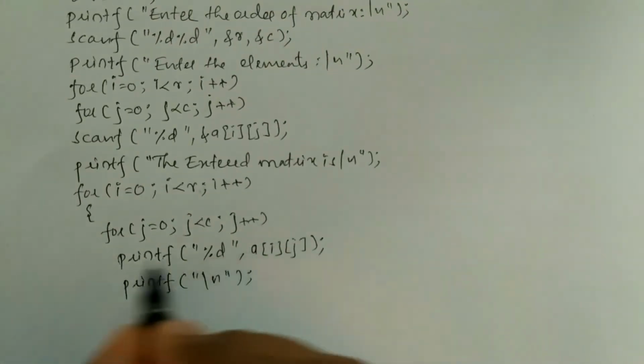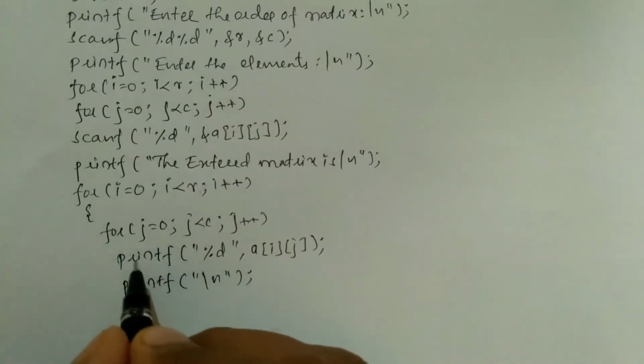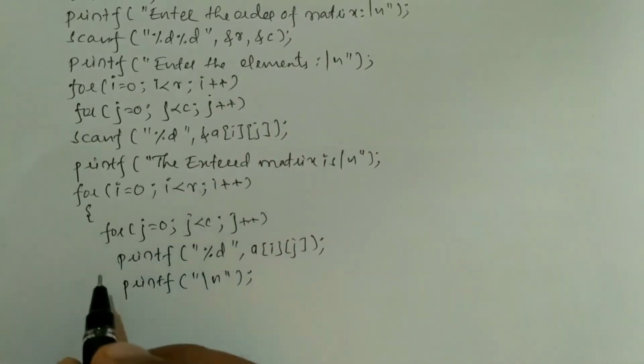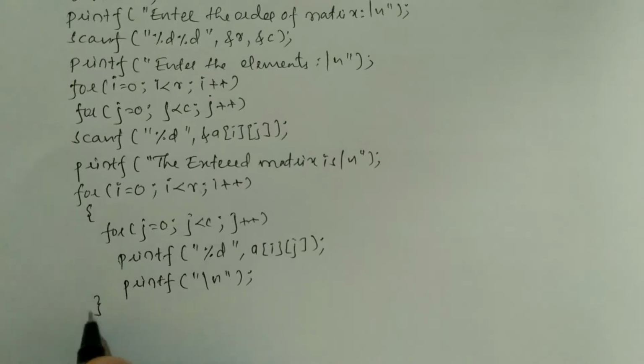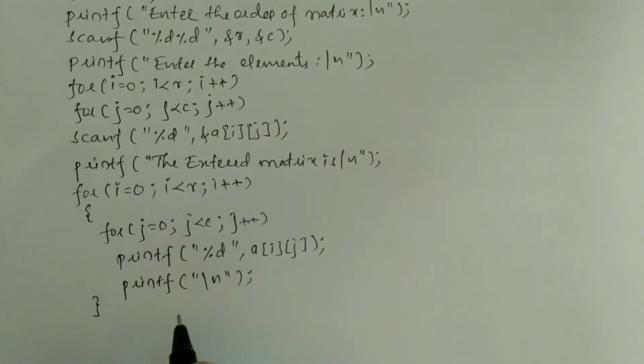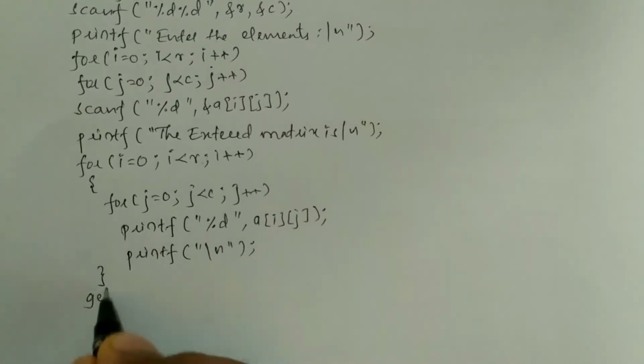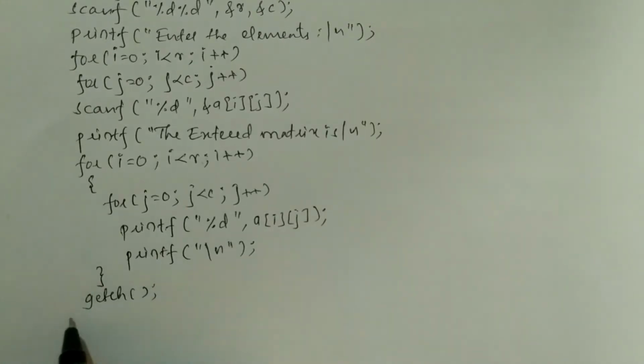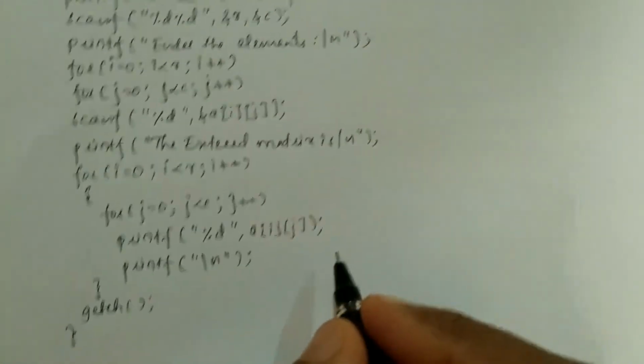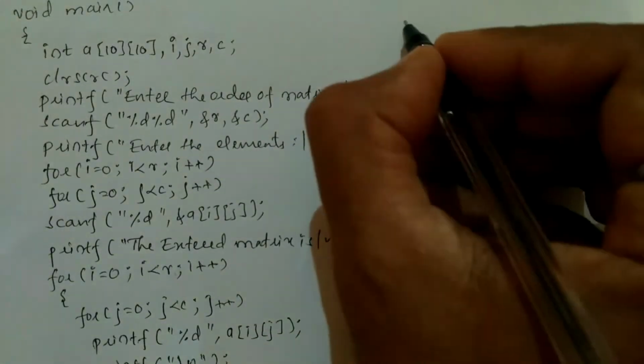So this is a simple statement which will get iterated using this particular looping construct. Next, a curly closing brace for the respective opening brace of the for loop. Now we'll write the getch function and a curly closing brace for the main function. Now let us take an example.